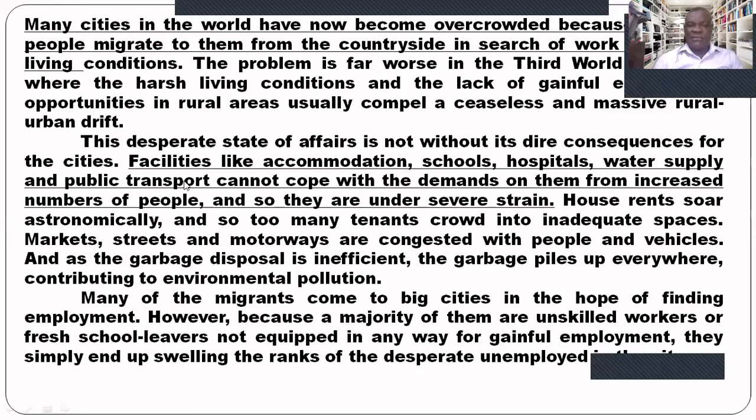Then house rents soar astronomically. You see, the major problem is facilities. Houses are also among the facilities. And so too many tenants crowd into inadequate spaces. Markets, streets, and motorways, they are also facilities, are congested with people and vehicles. And as the garbage disposal, another facility, is insufficient, the garbage piles up everywhere, contributing to environmental pollution. So you can see.